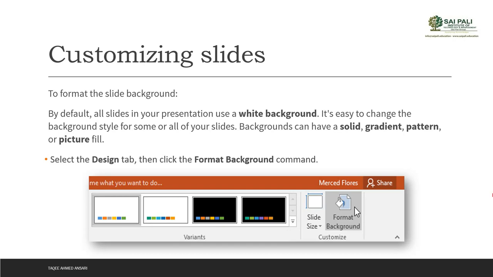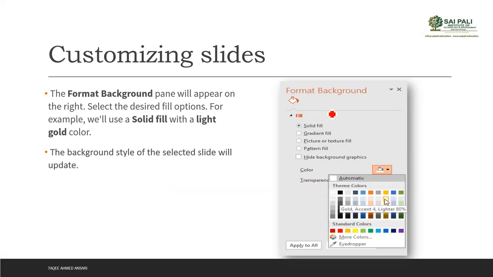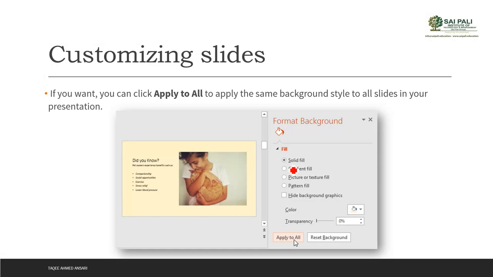So for changing the background color or background design, you can go to the Design tab, and from there you have this Customize group where you have the command Format Background. When you click on it, it will open the Format Background pane on the right side, where you can choose what you want. Like you want solid colors, gradient, texture or texture fill. You can use pattern also. You can even hide the background graphics also.